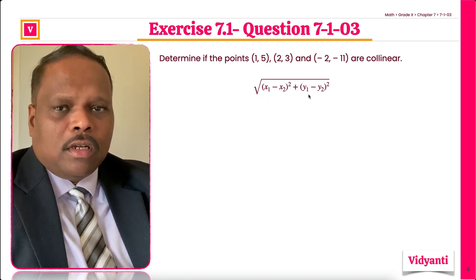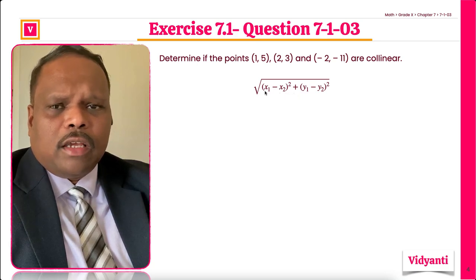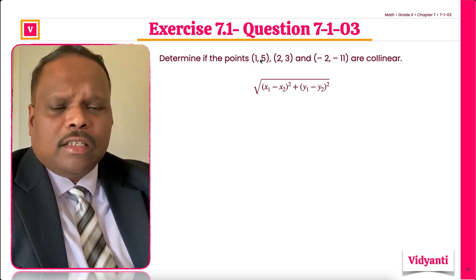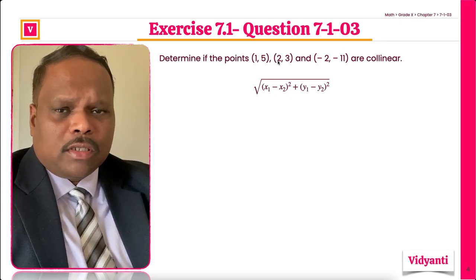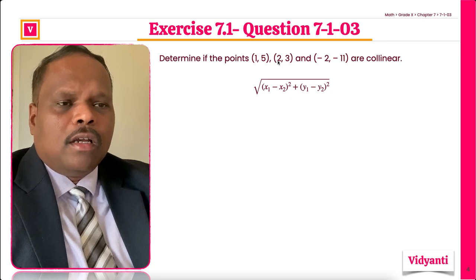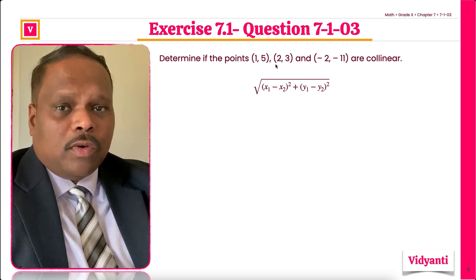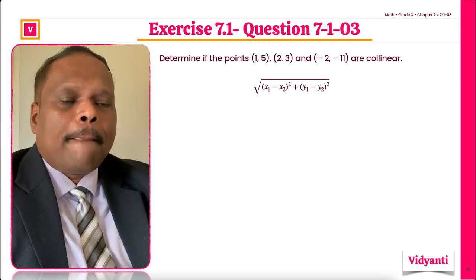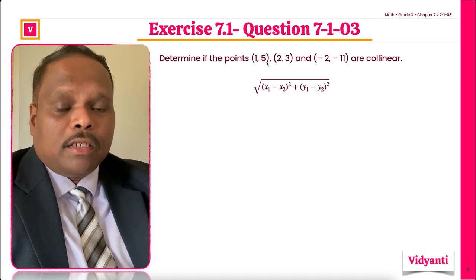This formula is symmetric. That means it doesn't matter whether you take x1 minus x2 or x2 minus x1. Whether you select this point first or this point first, it doesn't matter. It is symmetrical. A negative number when squared is going to give the same answer as a positive number when squared. So let's take the three pairs individually.